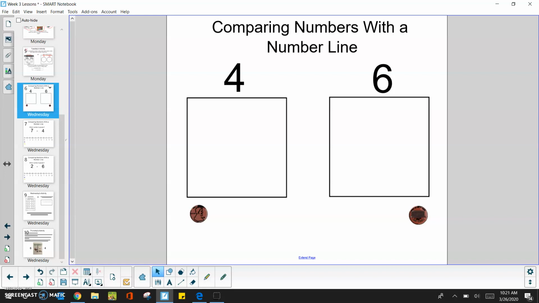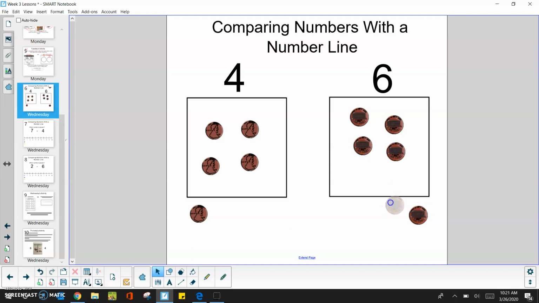So let's start with the number 4. Let's move up 4 pennies. 1, 2, 3, 4. Now for the number 6, let's move up 6 pennies. 1, 2, 3, 4, 5, 6. Well, I can see visually that 6 pennies is more than 4 pennies. Is that what you were thinking in your head? Because I was thinking that I definitely would rather have 6 cookies than 4 cookies because 6 is greater than 4.